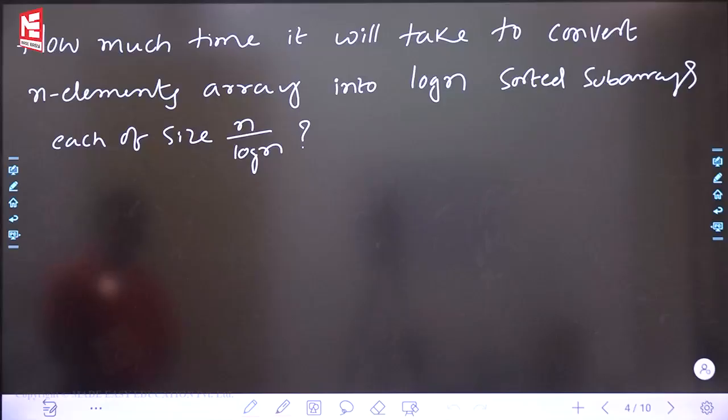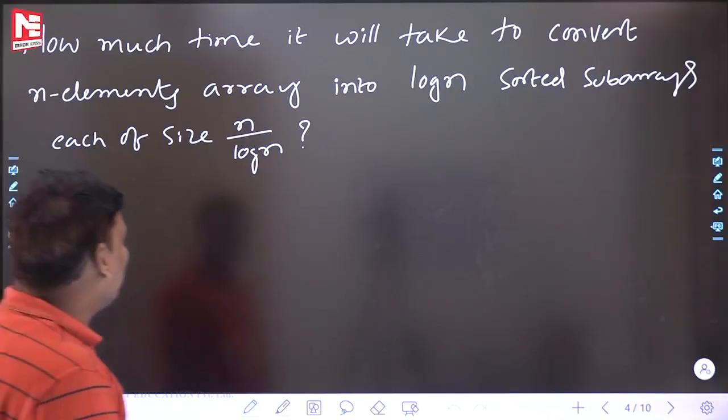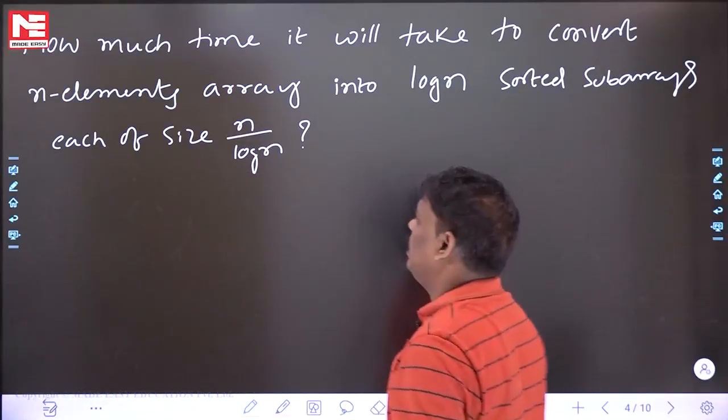How much time will it take to convert an n elements array? What is the input? To convert the n elements array into log n sorted subarrays, each of size n by log n. Can you help me now? To this problem, what is the input? N elements array. What is the output expecting? Log n sorted subarrays, each of size n by log n. This problem we have almost already done. Now we will see it once again anyhow.